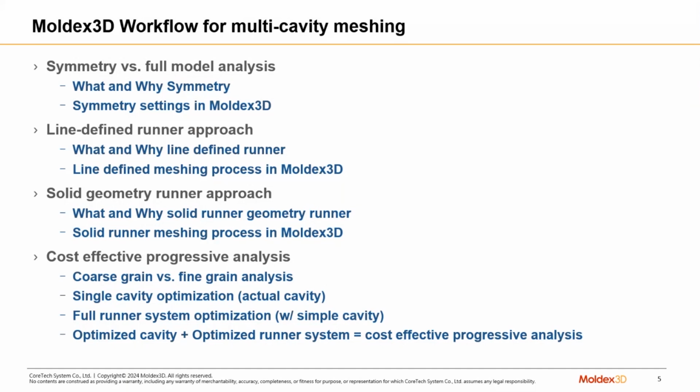So we're going to talk about various different approaches: coarse grain versus fine grain analysis, single cavity optimization, considering the actual cavity, full runner system optimization, like when you are at the stage where you are trying to optimize your runner design, what do we need to do in that situation, right? So we're going to share some tips and tricks in regards to that. And then we're going to talk about combining both of them, right? Optimized cavity and optimized runner together for a complete, cost-effective progressive analysis.